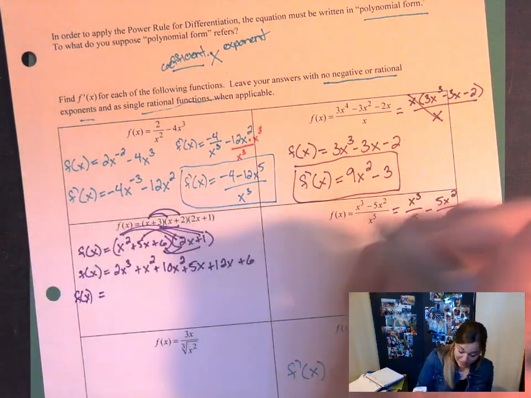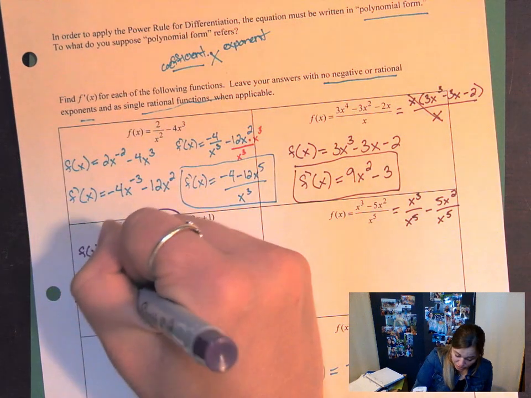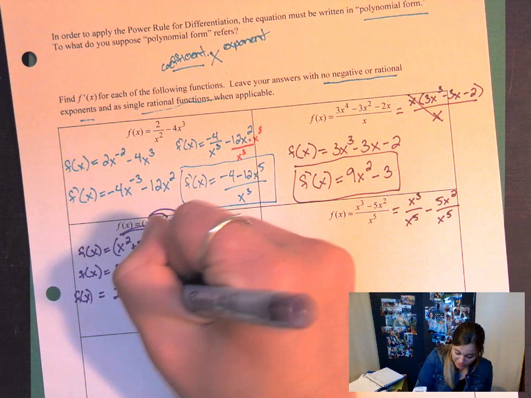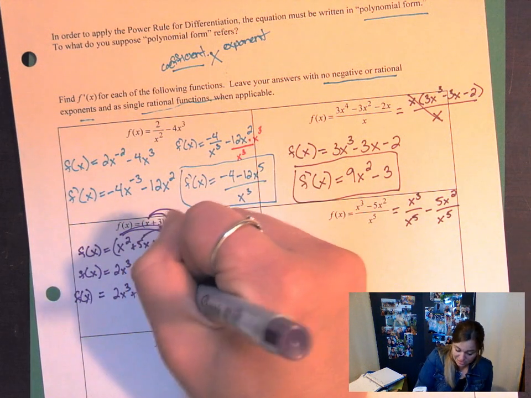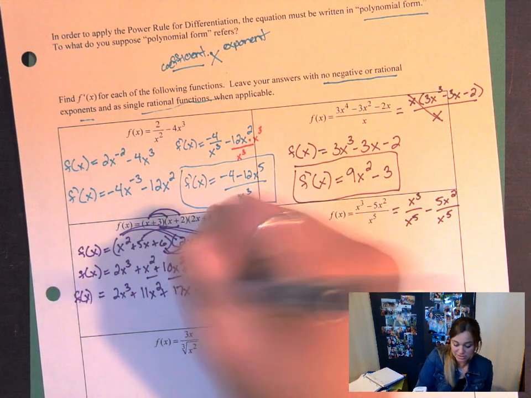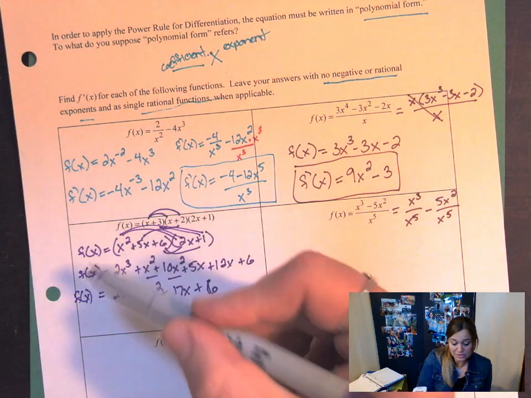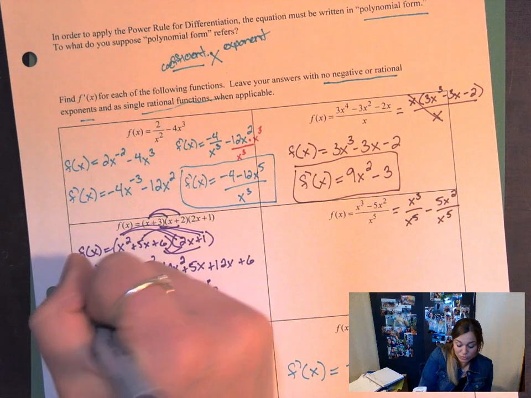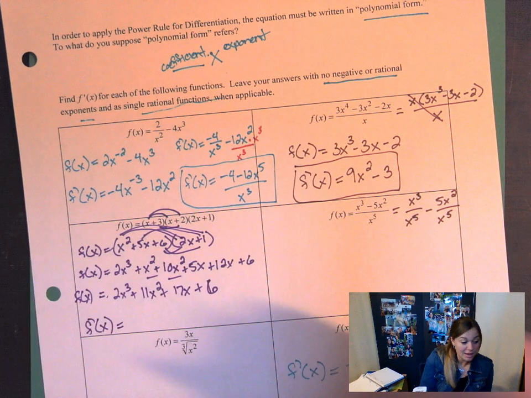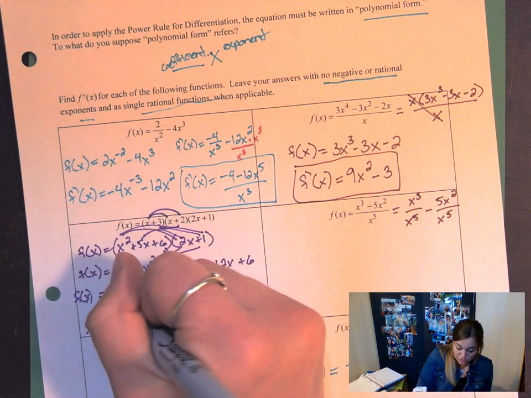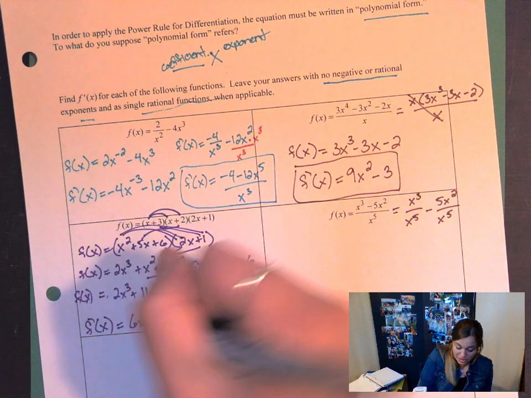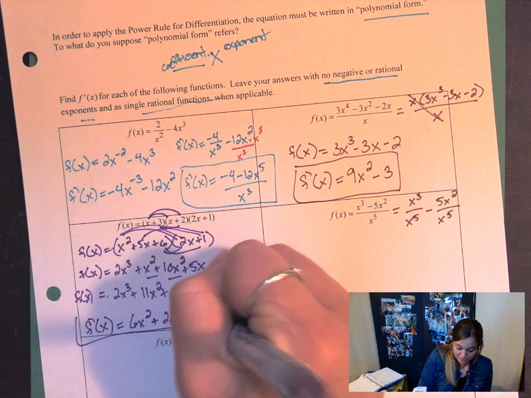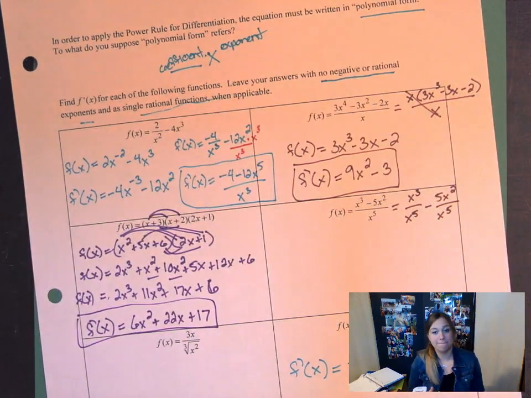That means if I simplify this, I would get 2x cubed plus 11x squared plus 17x plus 6. All this work, and you notice it's f of x, f of x, f of x. I haven't done any calculus yet until right now. And I get f prime of x is equal to 6x squared plus 22x plus 17.